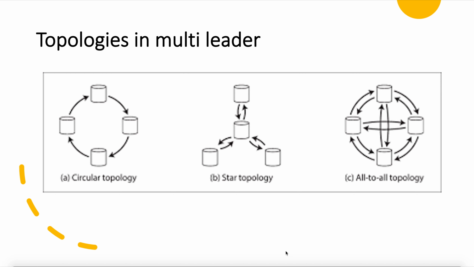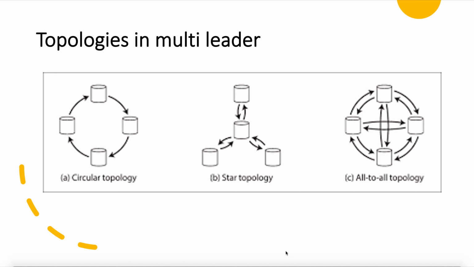So, the first one is circular topology, in which every node receives the write from one node and forwards those writes to one other node. And in the star topology, one designated root node forwards the write to all of the other nodes. In circular and star topologies, a write may need to pass through several nodes before it reaches all the replicas. Therefore, nodes need to forward the data changes they receive from other nodes.